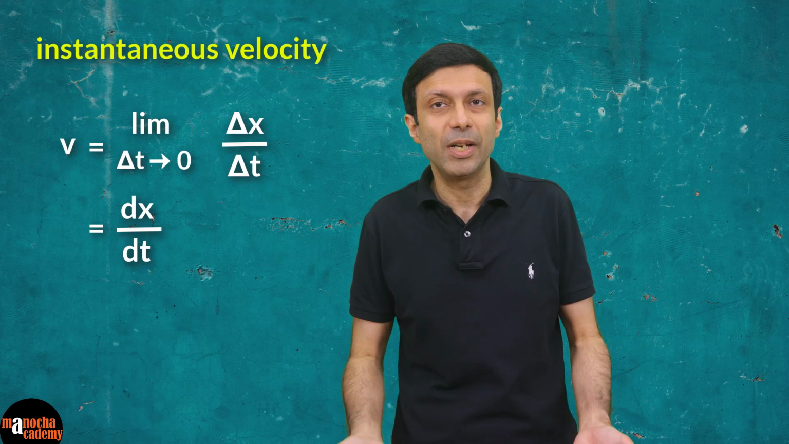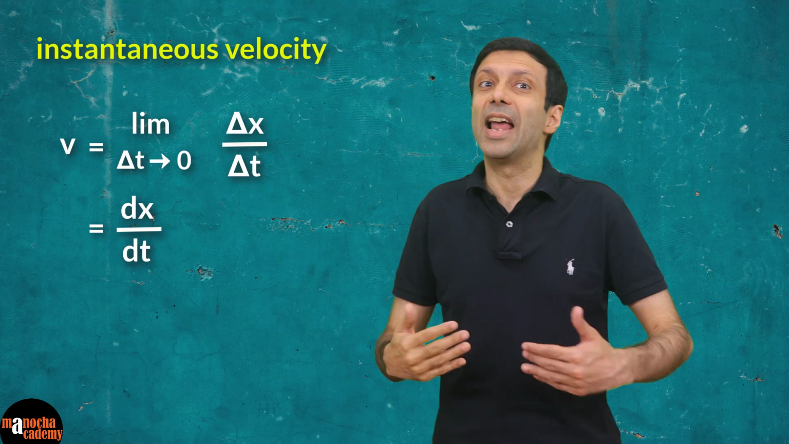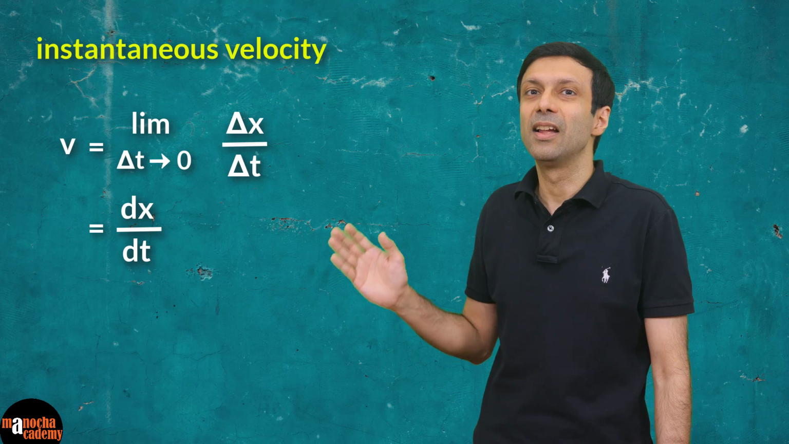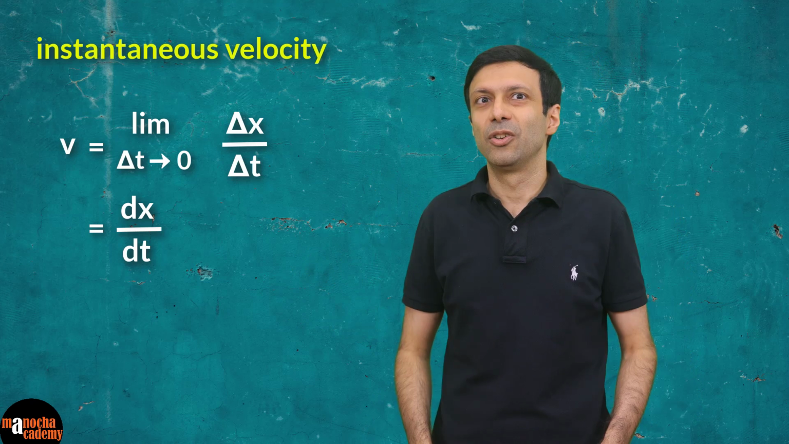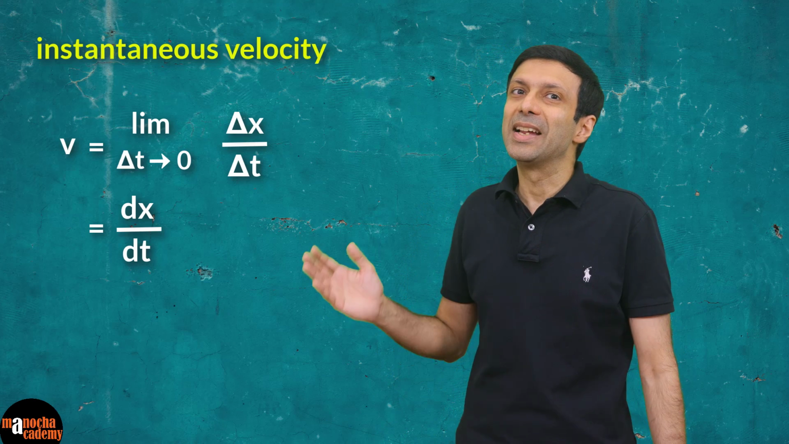And when you have this limit delta t tending to 0, in the language of calculus, we write this as velocity v is dx by dt. So the instantaneous velocity will be dx by dt. Till now we have discussed speed and velocity using formulas. Now let's look at it from a graphical perspective.